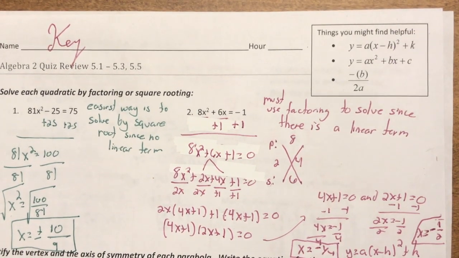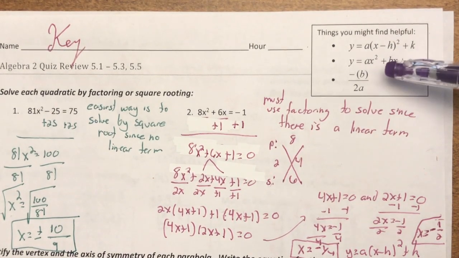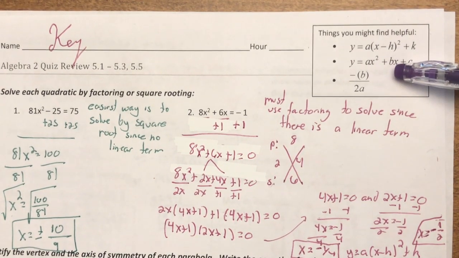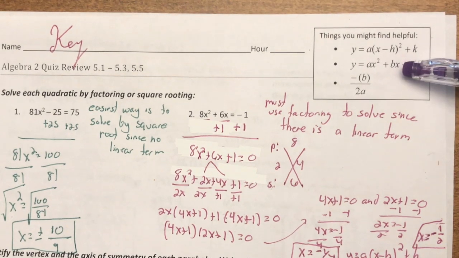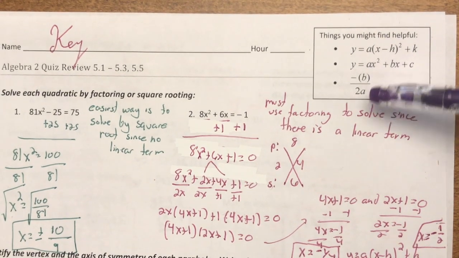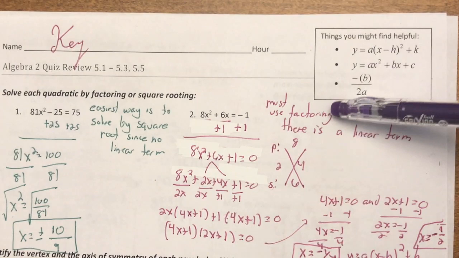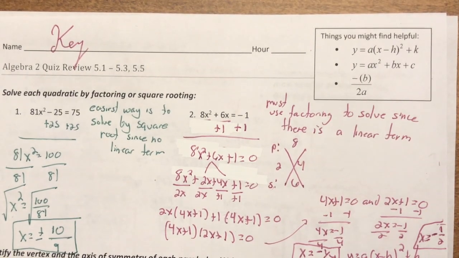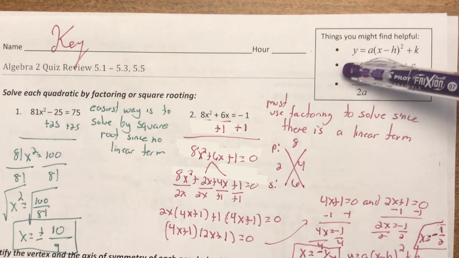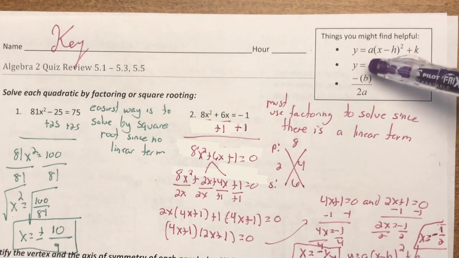and know how to identify the vertex as h comma k. You should also be able to identify a quadratic function in standard form and know how to find the vertex using opposite of b over 2a. You need to memorize that and know that's your x coordinate and your axis of symmetry, and once you find that value, to find the y coordinate of your vertex, you take that answer and just plug it back into your function.